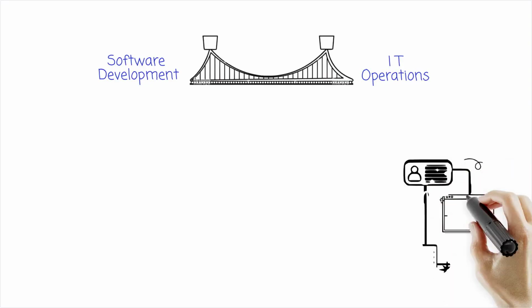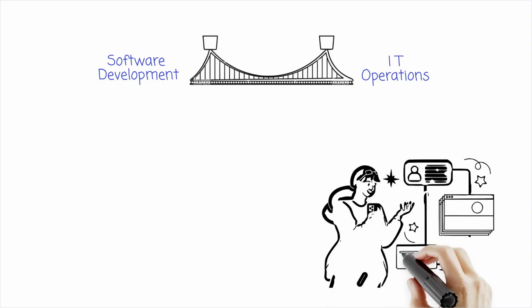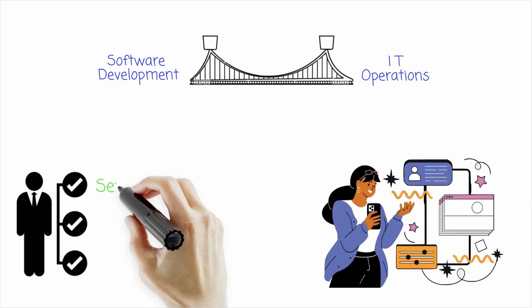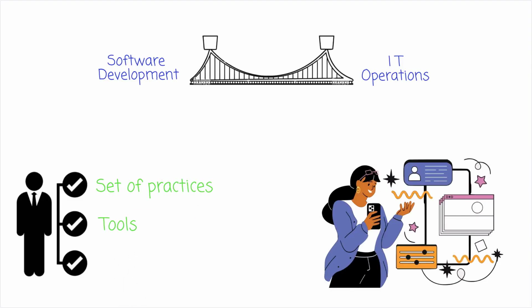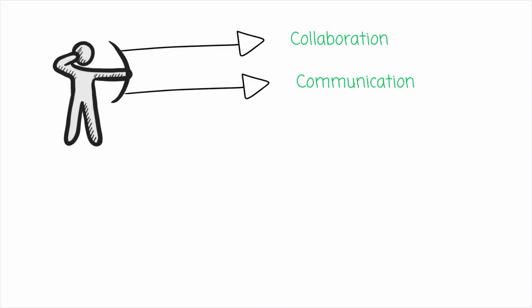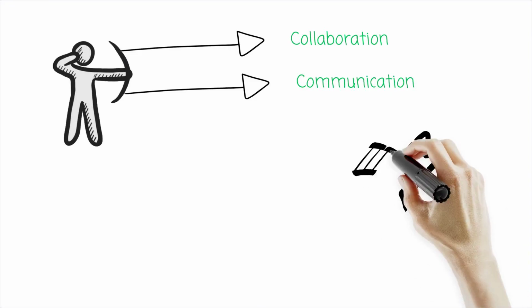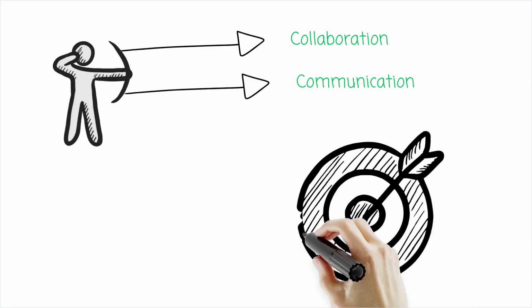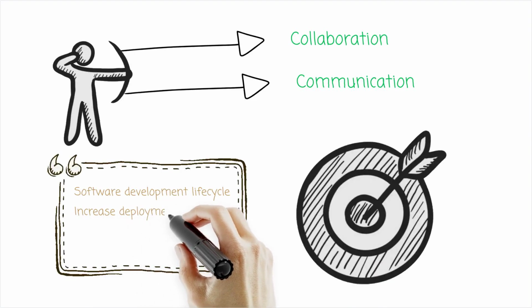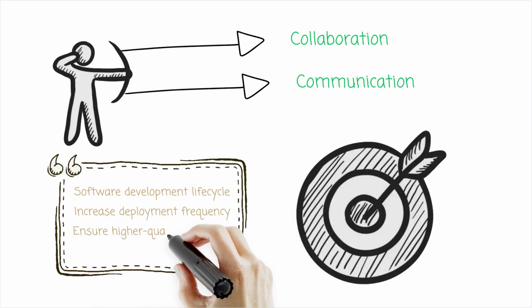They automate processes, manage infrastructure, and ensure smooth deployment of applications. DevOps is a set of practices, tools, and cultural philosophies that aims to improve collaboration and communication between software development (Dev) and IT operations (Ops) teams. The goal is to shorten the software development lifecycle, increase deployment frequency, and ensure higher quality software.